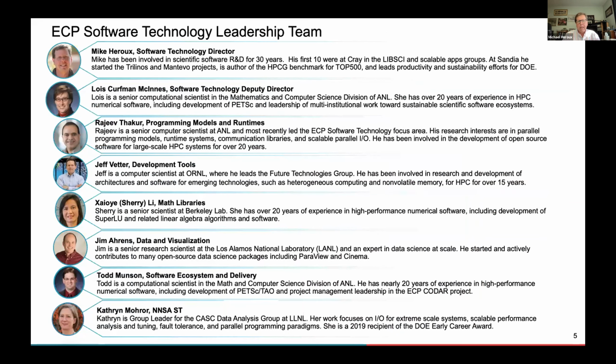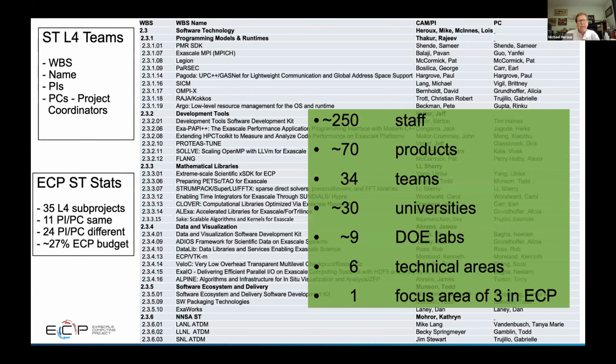I just wanted to leave behind the leadership team for software technologies. If you're involved in these areas, I think these are some of the key technical people within the DOE and nationally and internationally in these areas. So we're very fortunate to have some very solid people leading the technical areas within software technology. Again, a sketch of the software teams. We have roughly 250 staff members. We make contributions to about 70 products. And we have 34 teams and so on. You can read more of the stats as we go forward here. But again, this is a leave behind.